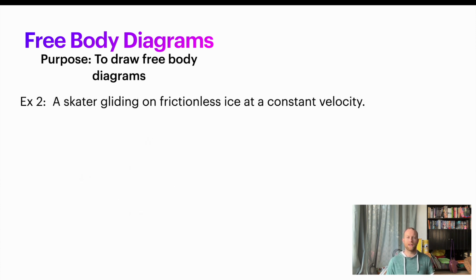Let's do a skater gliding on frictionless ice at a constant velocity. Here's your skater as a box. You've got force of gravity. You've got normal force. These two are balanced. So they are like this, and that's it. So here's an interesting thing about free body diagrams. This free body diagram looks like the same as an object sitting on a surface.